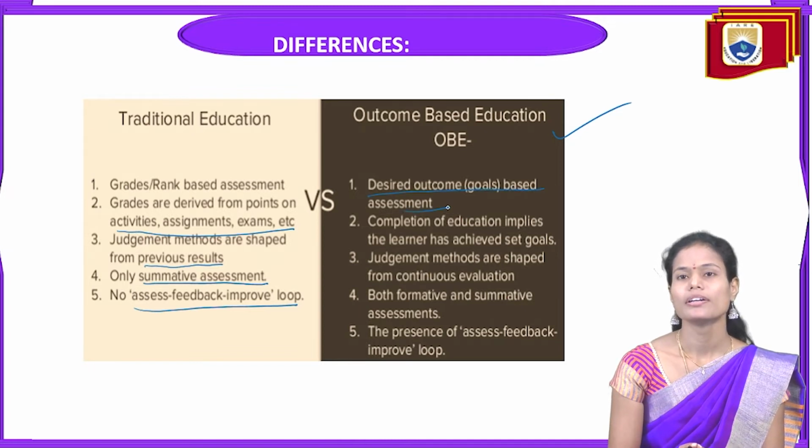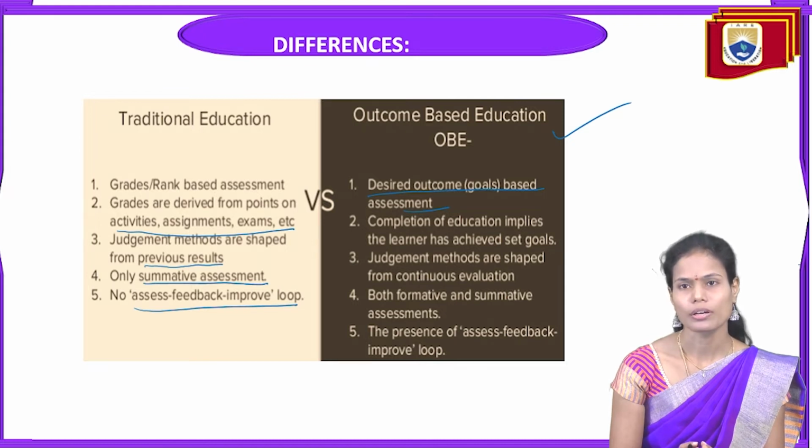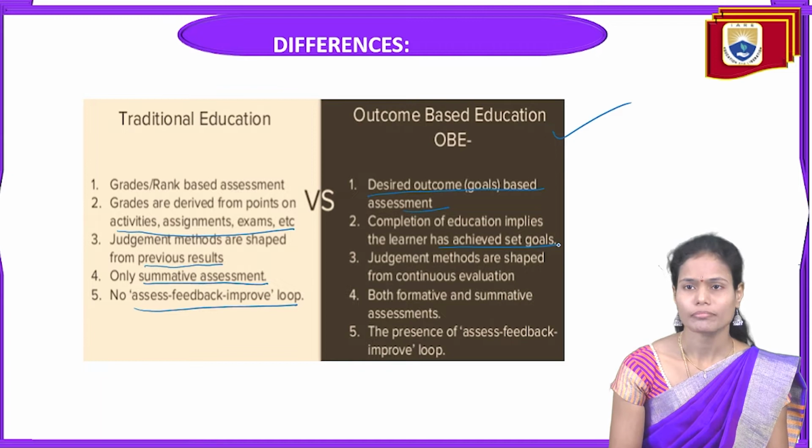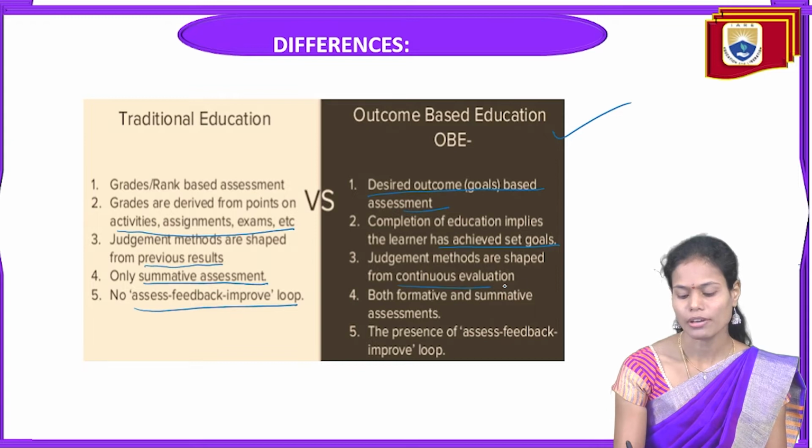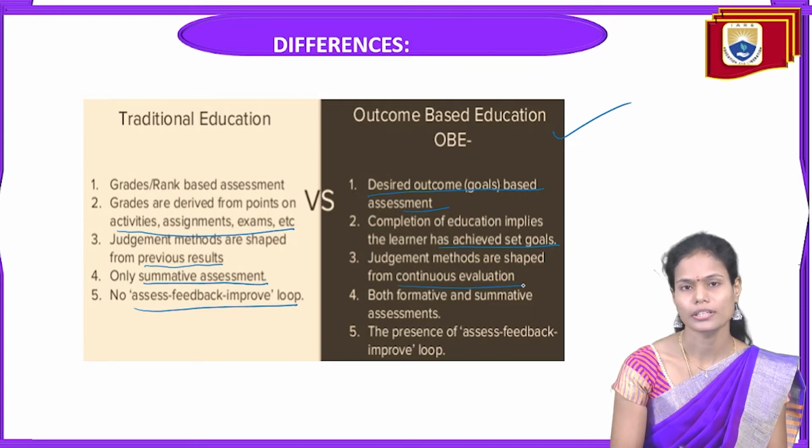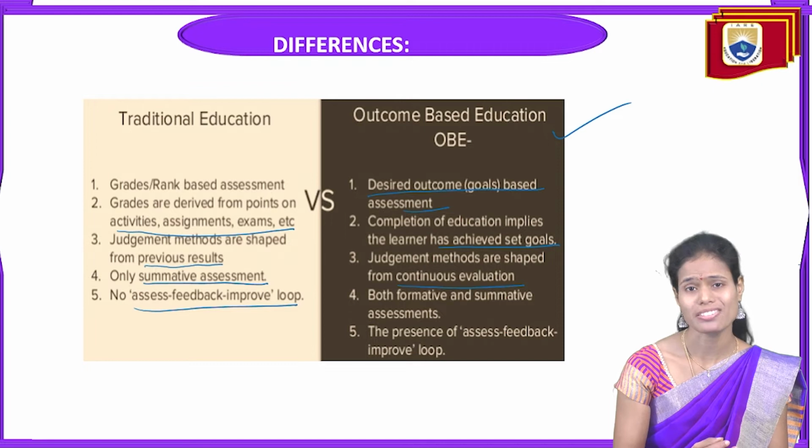First thing, we will design our outcomes here. And completion of education implies the learner has achieved the set goals. So here, the education is completion. How we are indicating this means whether the particular student achieved the desired goals or not. And judgment methods are shaped from continuous evaluation. That is nothing but continuously we are taking the feedback and performing some assessment and procedure to improve, to achieve the goals here.